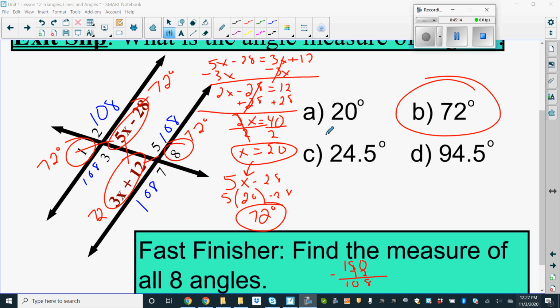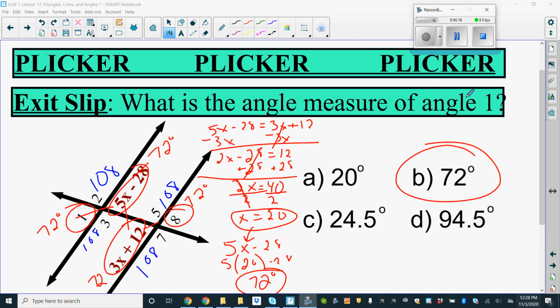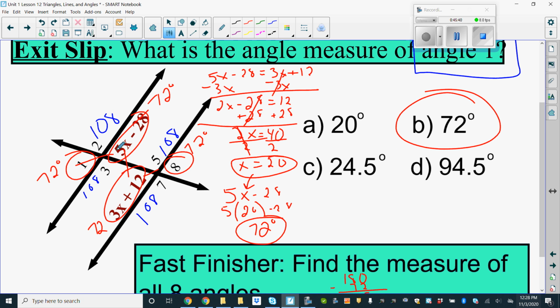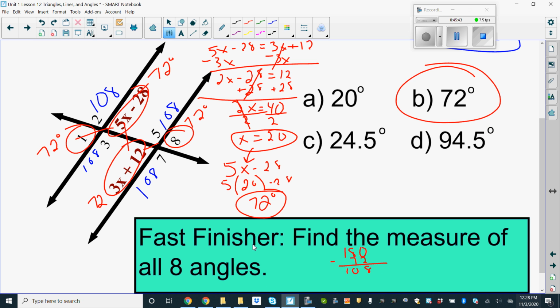But they want us to solve for angle 1. So here we have to solve for angle 1. So angle 1 is also in the zigzag. So if this is 72 degrees, so is angle 1. And so is 3x plus 12, and so is angle 8. And the fast finisher was to solve for the rest of the missing angles. So we had solved for all of the angles in the zigzag, and to solve for the angles not in the zigzag, you do 180 minus 72, and you get 108. So all of those other angles are 108 degrees.